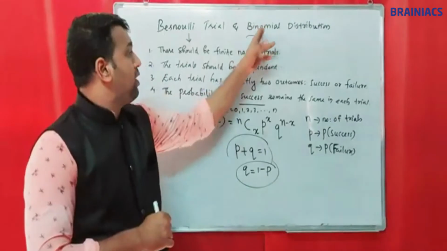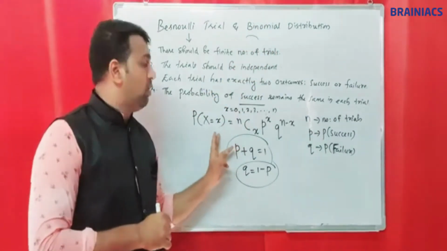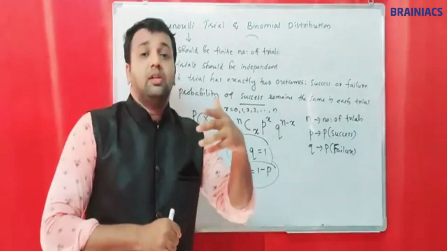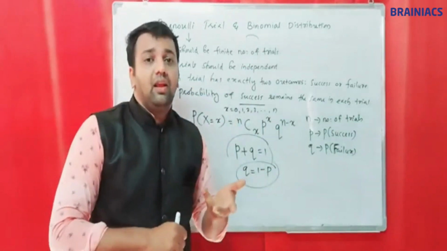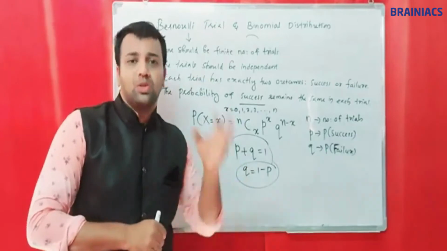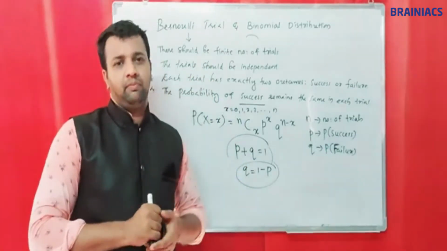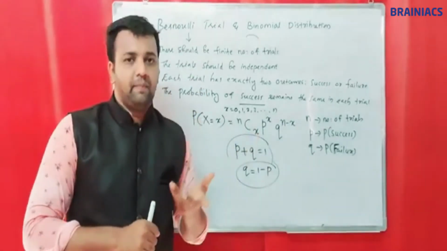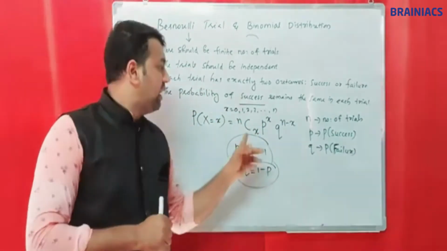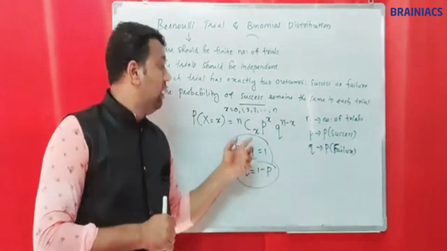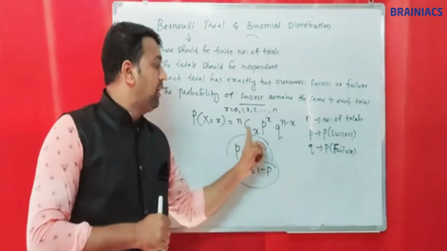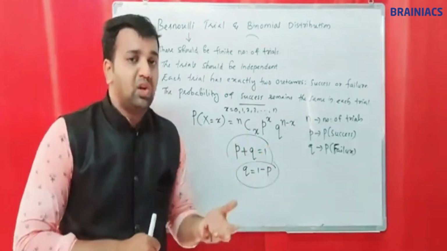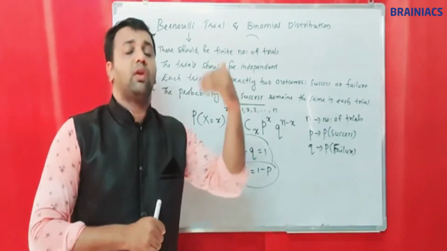By using binomial distribution, we can find out so many values at a time. For example, the value of X is 5 or 6 or 7. We can find out at a time, by using this equation, the probability of X is equal to 5 or 6 or 7 or 8 or 9, etc.